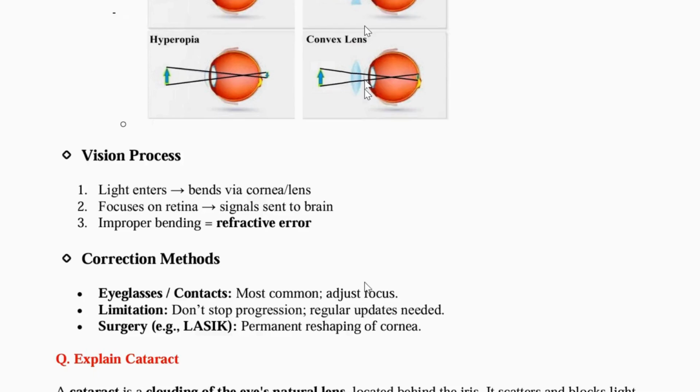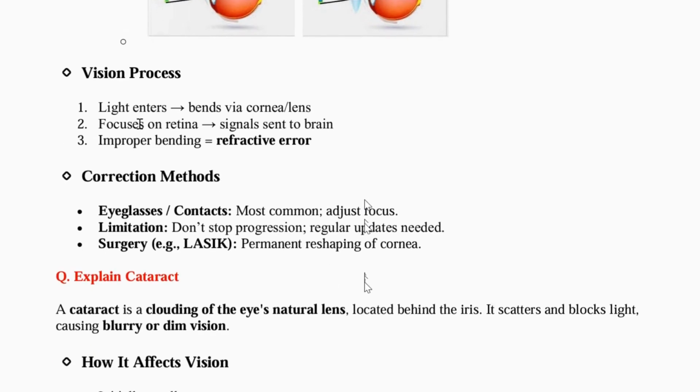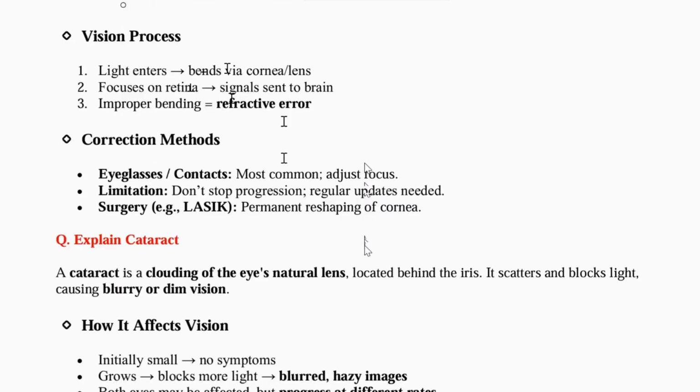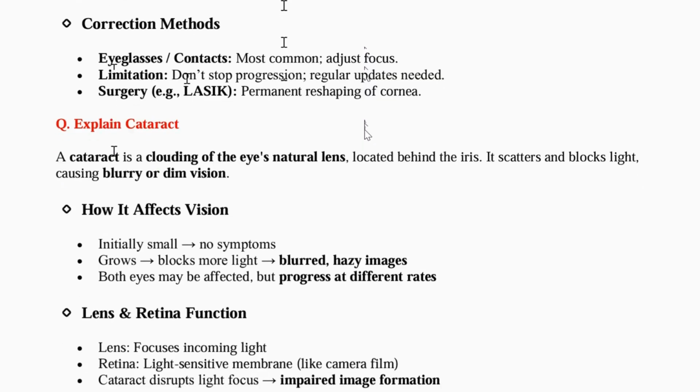You can learn this. Next comes the visual process, where light enters, it bends through the lens or the cornea, then focuses on the retina, so that the refractive error is corrected. Correction is done by eyeglasses or contacts and surgery. Some limitations are also there.